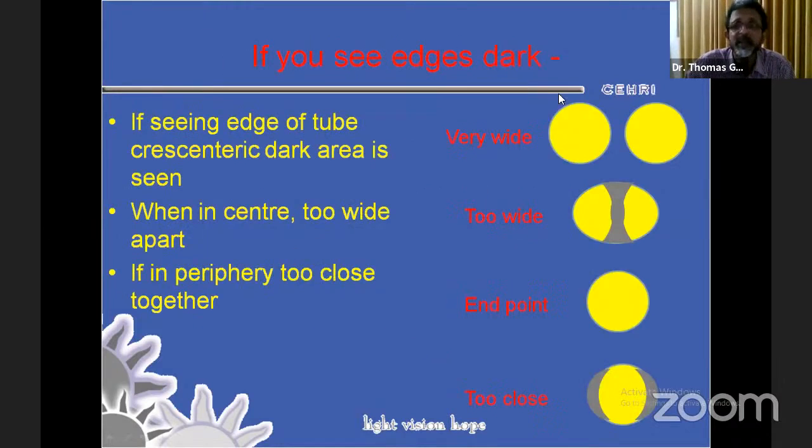So to go through again, you would see initially two circles which are illuminated when it's too far apart. As you come closer, you start seeing the side of the tube in the middle, and then you have something like this. This is a shadowy area. Then you land up at the endpoint where it's a fully illuminated, complete circular field. And when it's too close together, you would see the outer sides of the tube, and you need to go back that way.